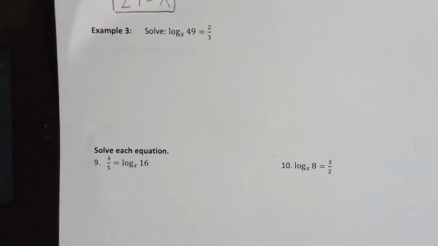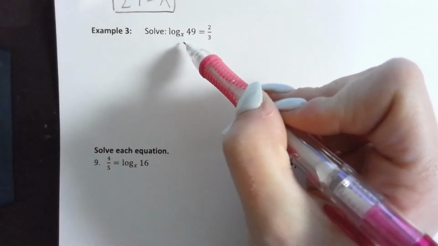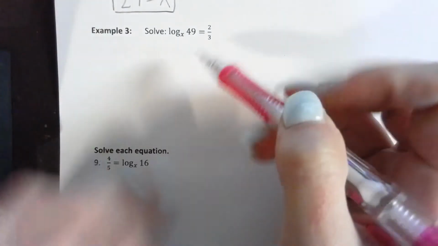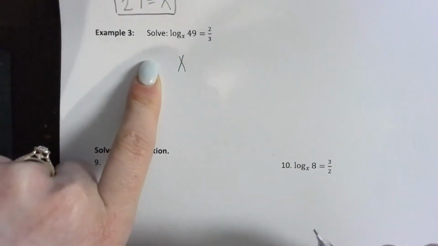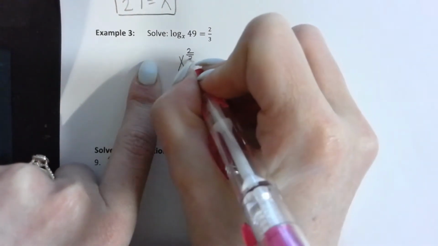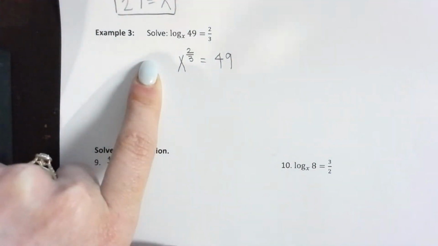Example 3 again looks very similar, but now the x is my base. Again, I'm going to start with changing forms. So my x is the base, and the 49 and 2/3 switch spots. So 2/3 is now the exponent, and this is equal to 49.